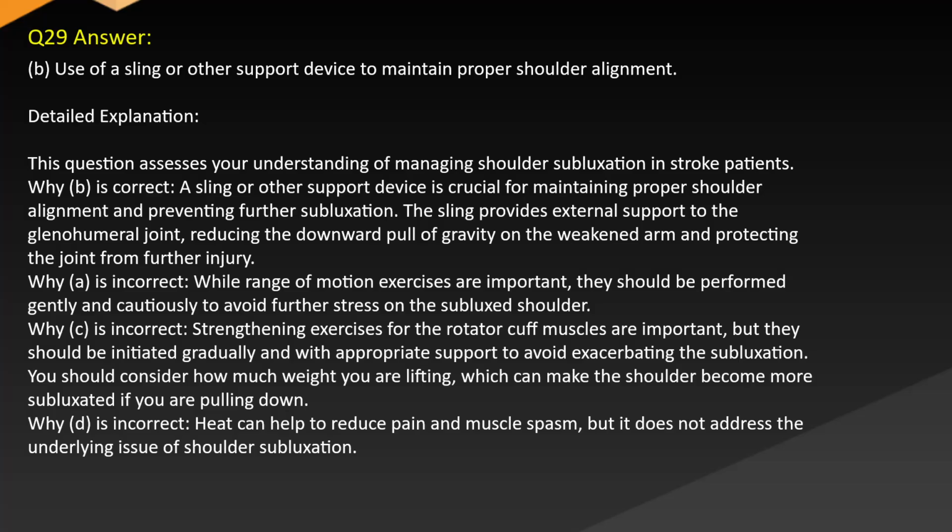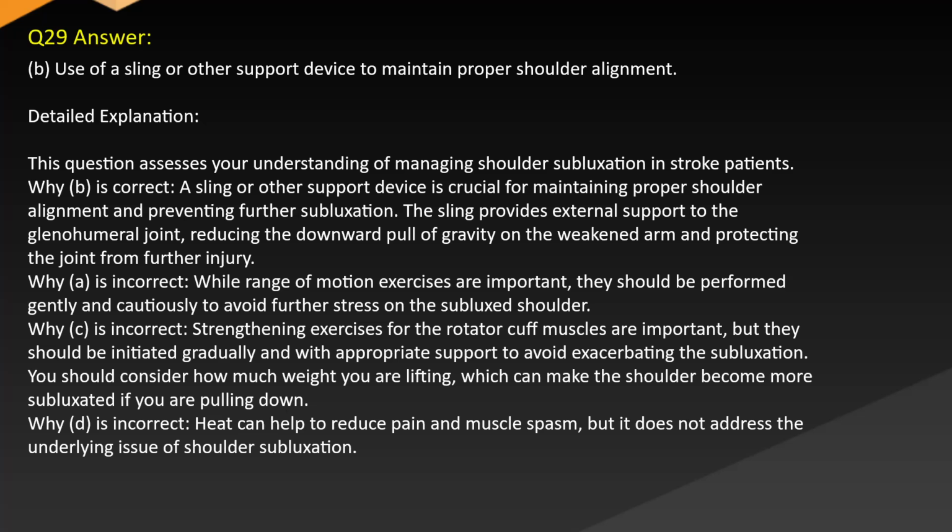Detailed explanation. This question assesses your understanding of managing shoulder subluxation in stroke patients. Why B is correct. A sling or other support device is crucial for maintaining proper shoulder alignment and preventing further subluxation. The sling provides external support to the glenohumeral joint, reducing the downward pull of gravity on the weakened arm, and protecting the joint from further injury.